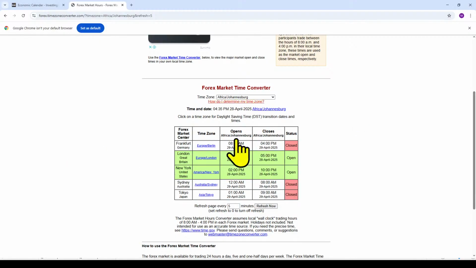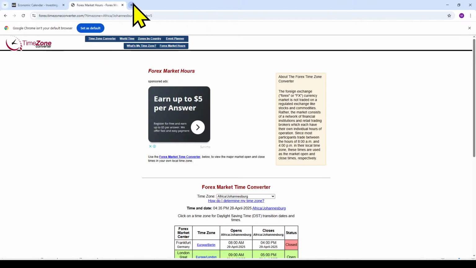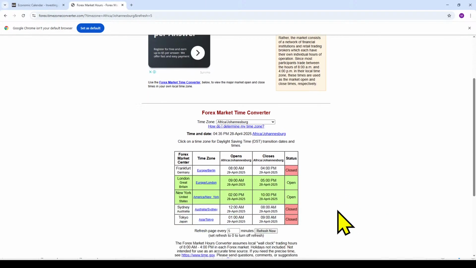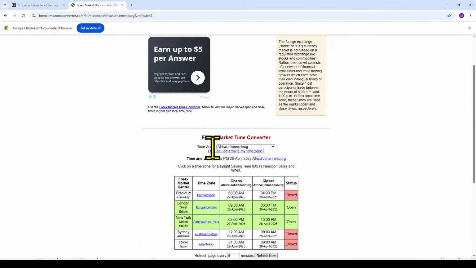Basically, how you get to this page that you're looking at right now is you just go on Google and type in Forex time zone converter, and then you'll be able to see the different session times. When you get into the website, you go to the time zone right here. You have to make sure that it's the correct time zone, because this website is going to show you the different times that the sessions begin.